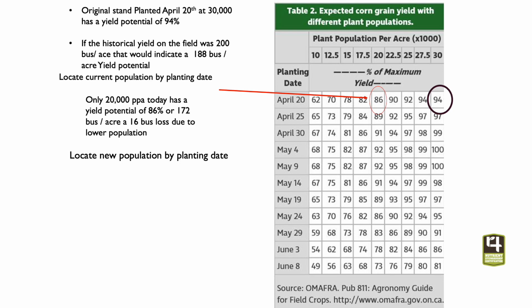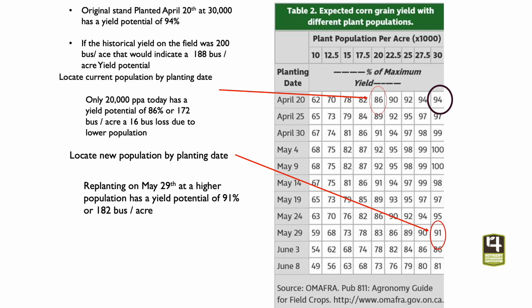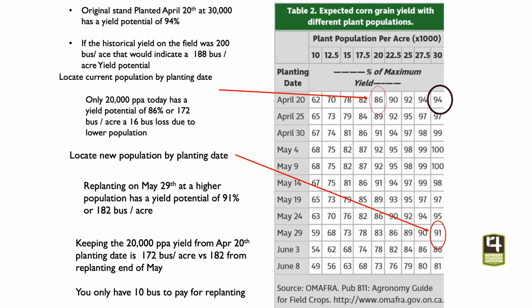If we pick a new planting date, say May 29th, when we get back in the field, and we go to full stand at 30,000, yield potential jumps to 91%. That gives us about 182 bushel yield potential on that field. So we compare the original 20,000 with the April 20th planting date versus a new planting date at full population. We're only gaining roughly about 10 bushel per acre. So those are some of the things to consider in a replant.